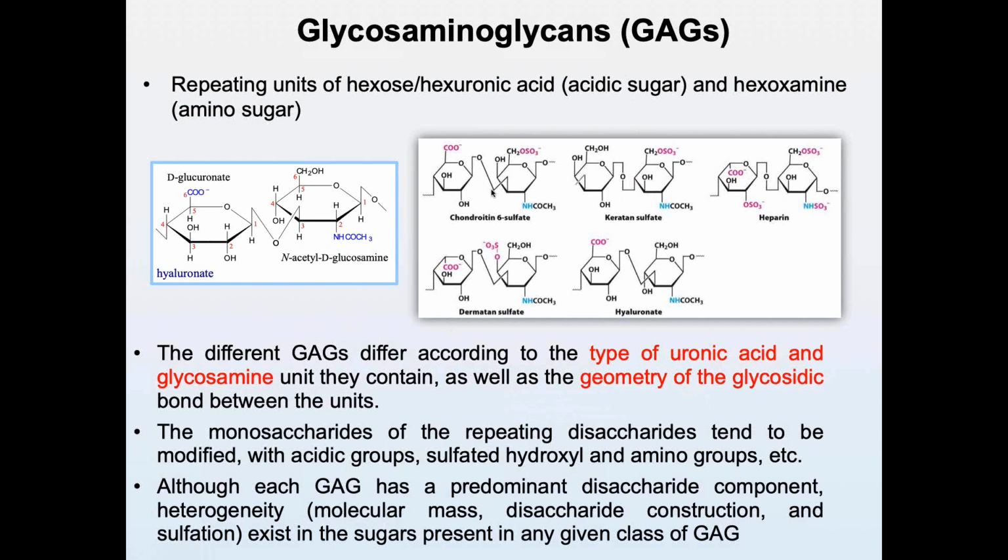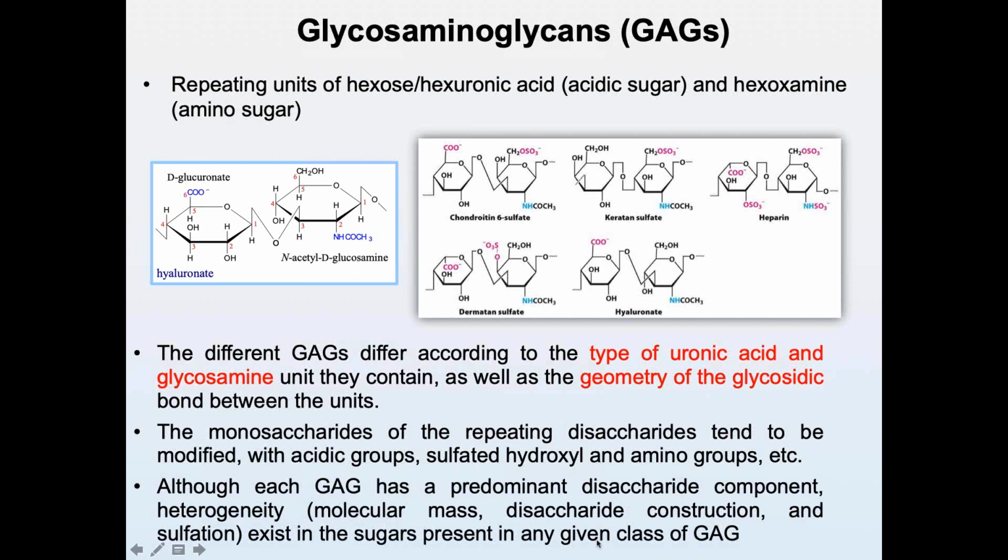And as we will see, okay? In addition, the monosaccharides are also decorated with phosphate, with sulfate, carboxylate, amines, and acetyl group. Okay? These also are important for GAGs to recognize different proteins. Now, although each GAG has a predominant disaccharide group, however, there is heterogeneity in terms of molecular mass, disaccharide construction, and sulfation.